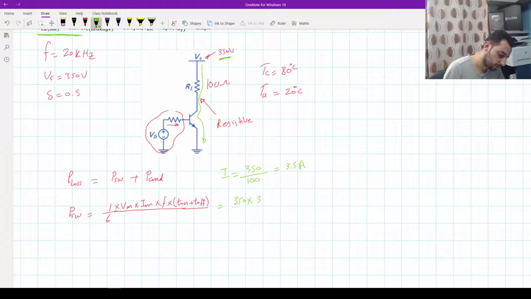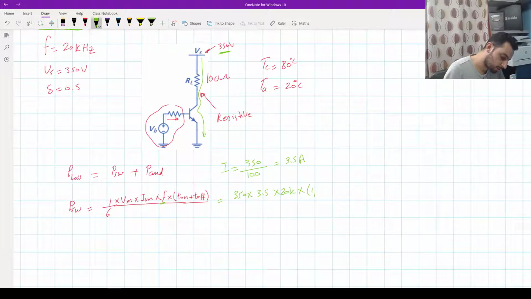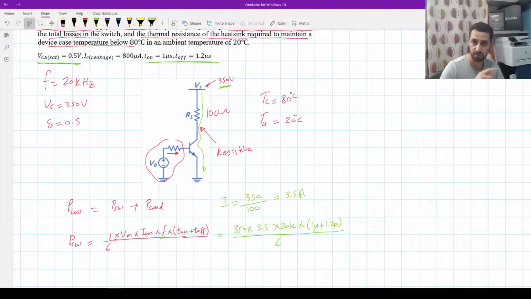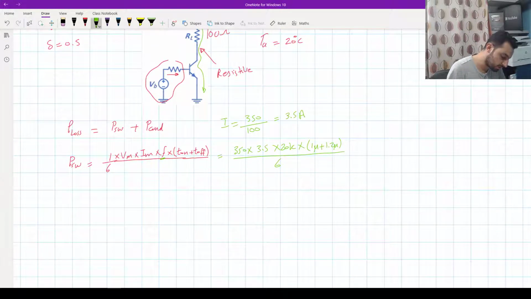So we have 3.5 times the frequency, which is 20 kilohertz, times the turn on and turn off times, which are included here: 1 microsecond plus 1.2 microsecond, and that will be divided by 6. We have one transistor, that means this will be calculated just one time. So what is the answer after using your calculator? You also have to use your calculator with me, and the answer will be 8.98 watt. So this is how we calculate the first part.